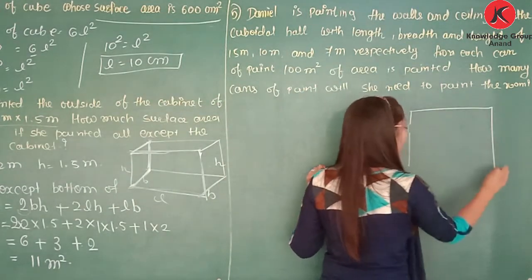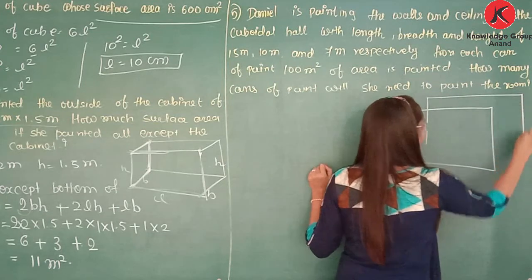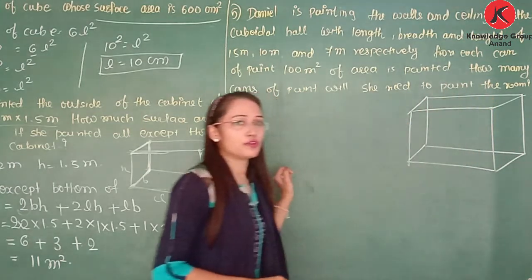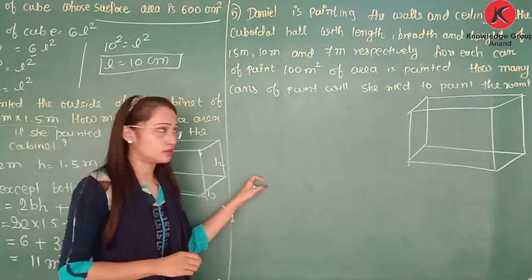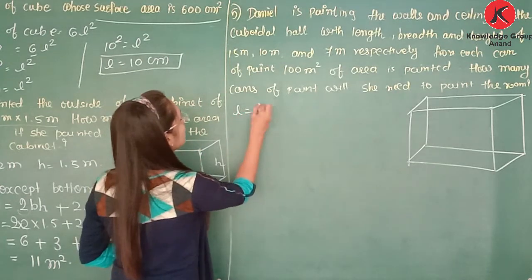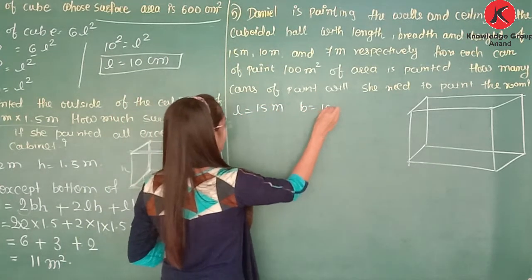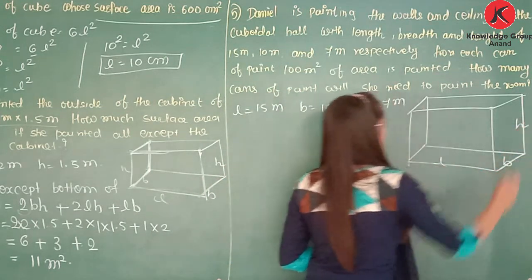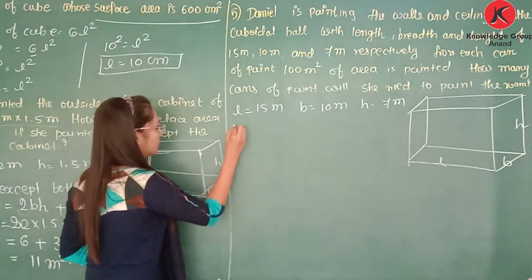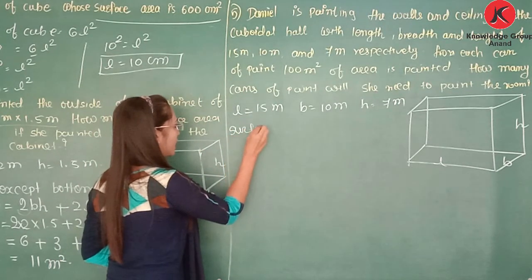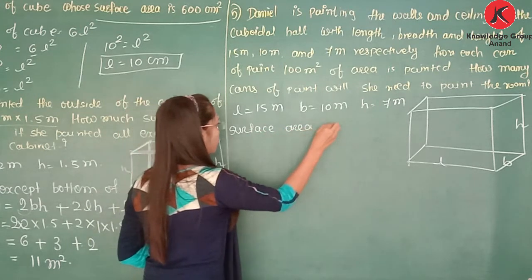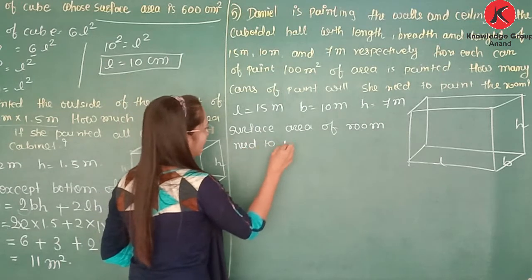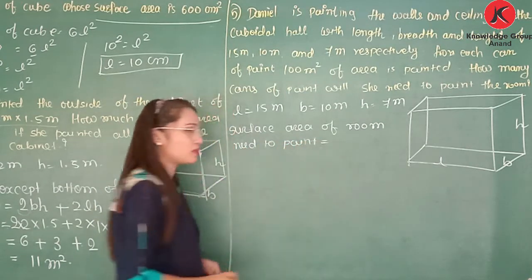So if we consider this as a room, then we need to cover 4 walls and 1 ceiling. Bottom surface is not considered in a paint. So length is 15 meter, breadth is 10 meter and height is 7 meter. This is L, B and H. So we can write surface area of a room need to paint, that is, what will be the equation?